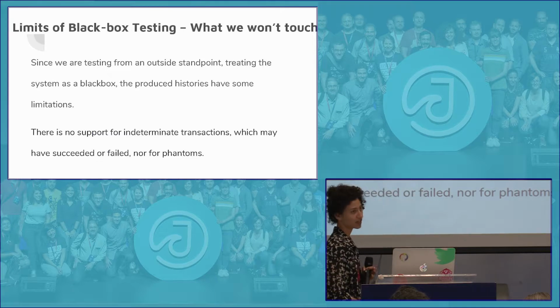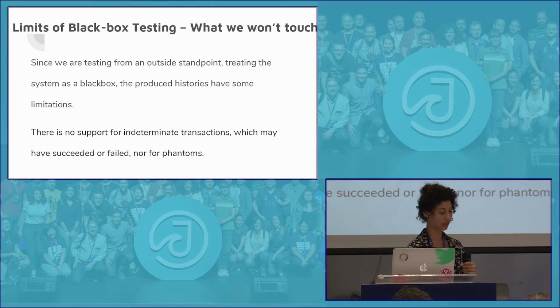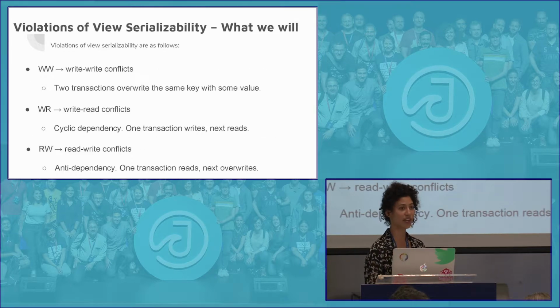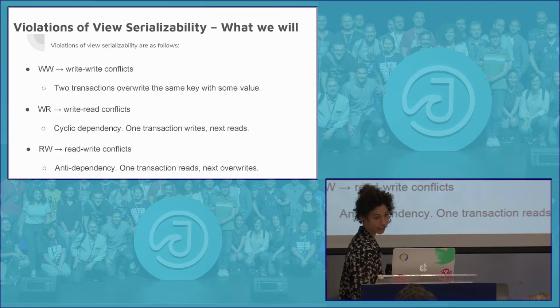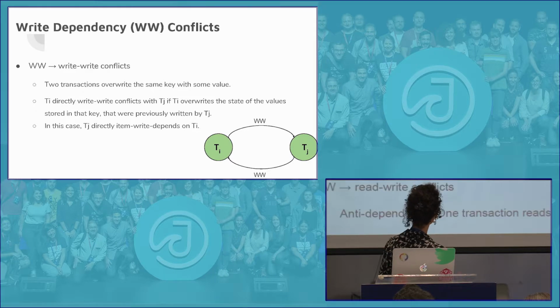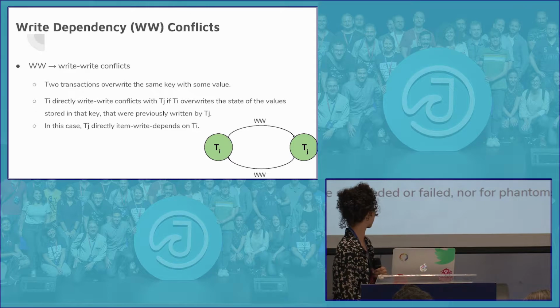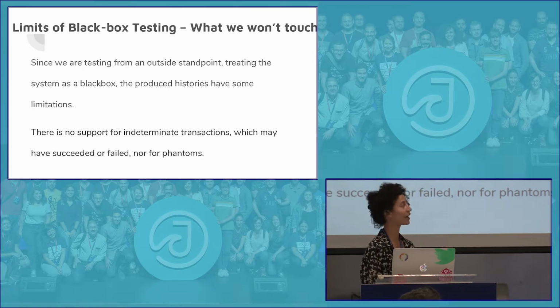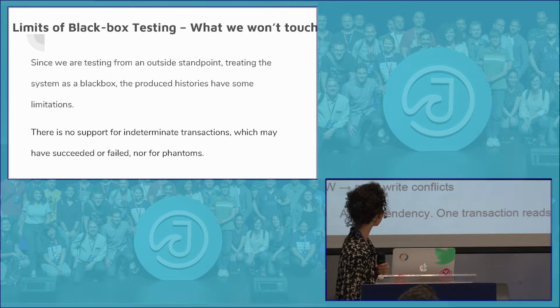Since we're testing from an outside standpoint, we have to work within the limits of black box implementations. You're working with observed effects. You can't necessarily see into the heart of the machine. And so we won't have support for indeterminate transactions, which may have succeeded or failed, nor will we have it for phantoms. But what we will be looking at are violations of view serializability.